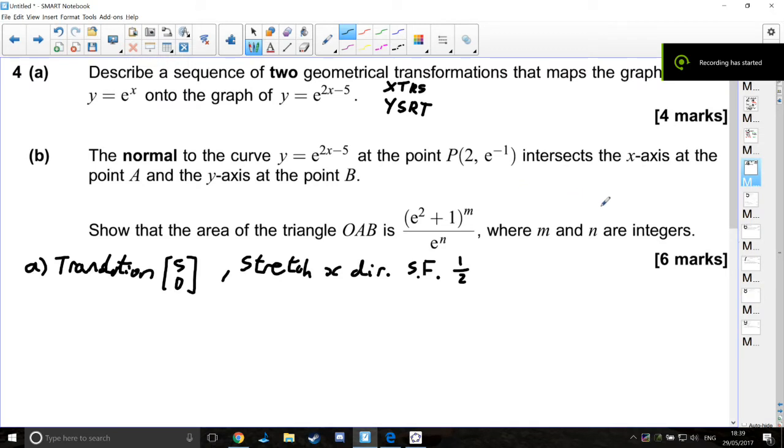Okay, so now we're on to the second part of this question, which is 4b. The normal to the curve y equals e to the 2x minus 5 at the point P, defined as 2, e to the minus 1, intersects the x-axis at point A and the y-axis at point B. Show that the area of the triangle OAB is (e squared plus 1) all to the power of m over e to the power of n, where m and n are integers.